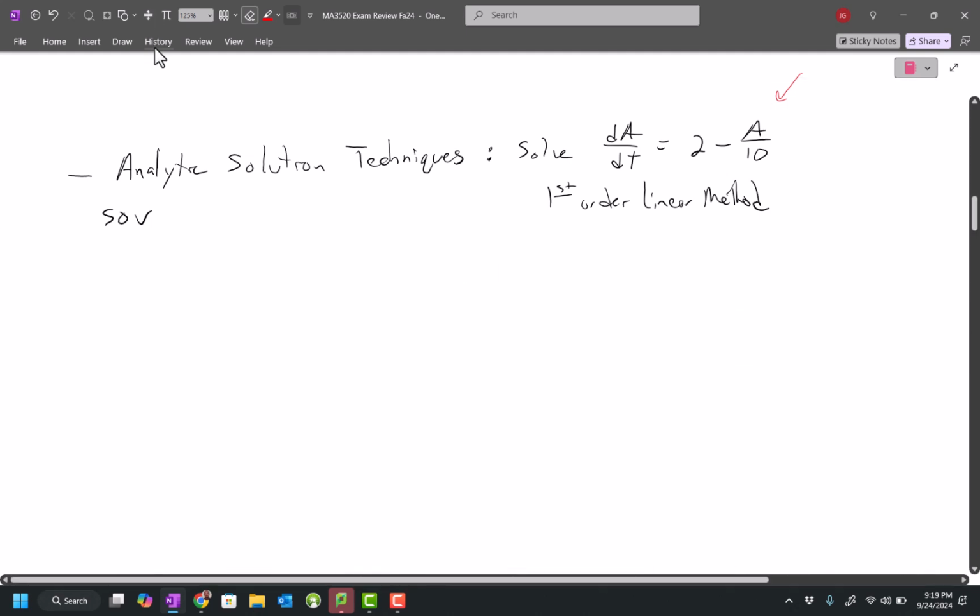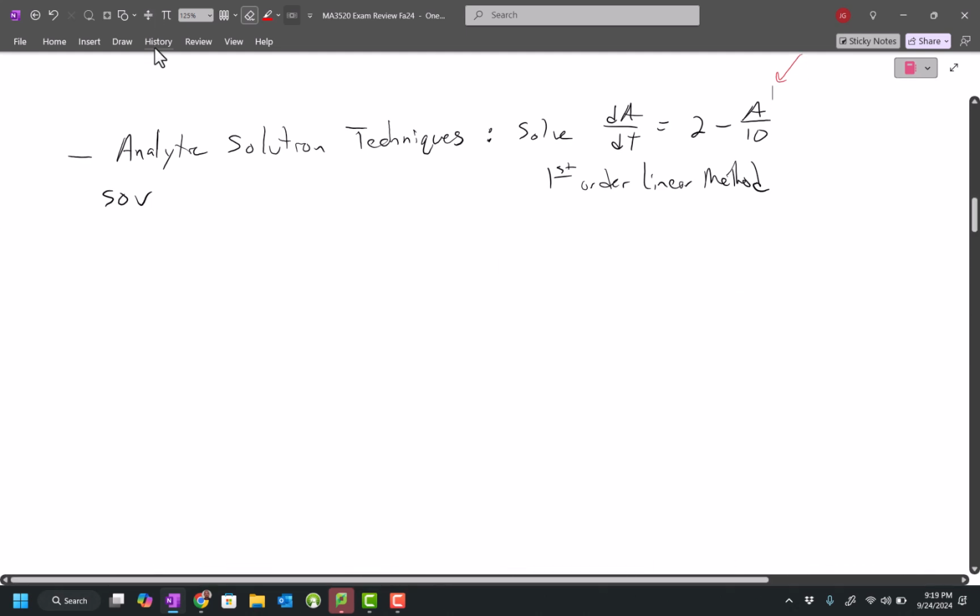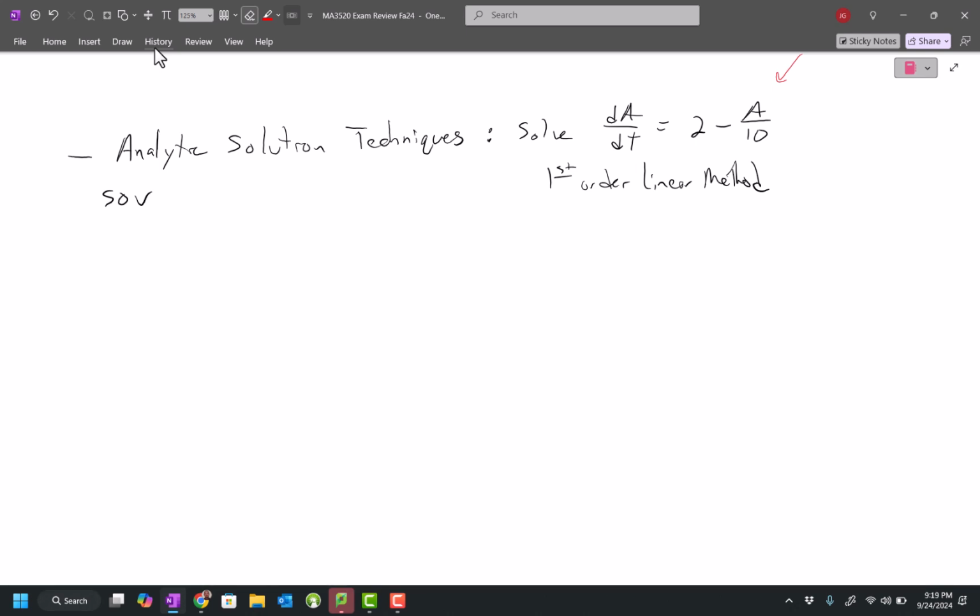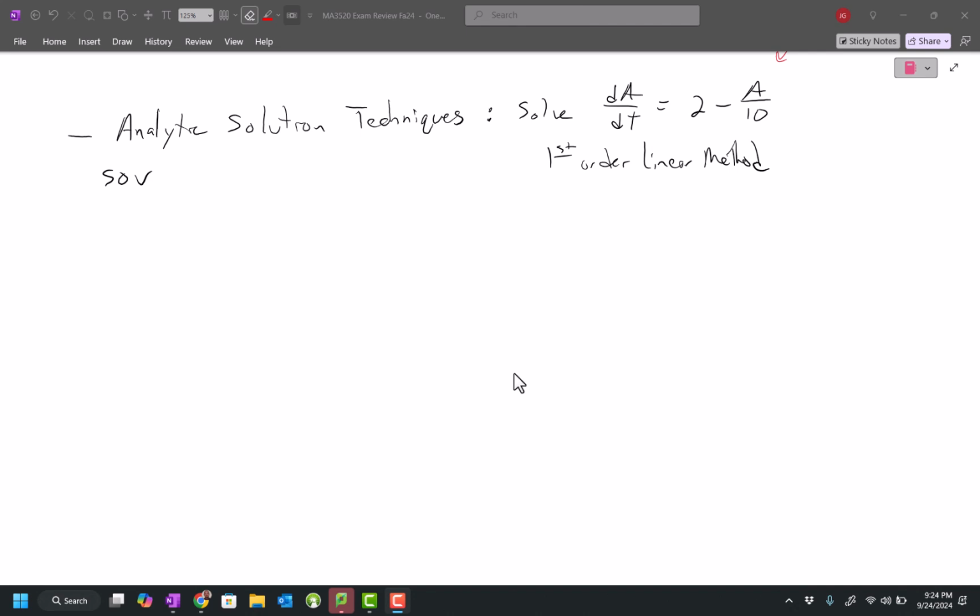So this would be a great time to pause the video and see if you can solve this differential equation using both techniques. Go ahead and pause and try now. All right, let's take a look together. We're going to start with separation of variables here.